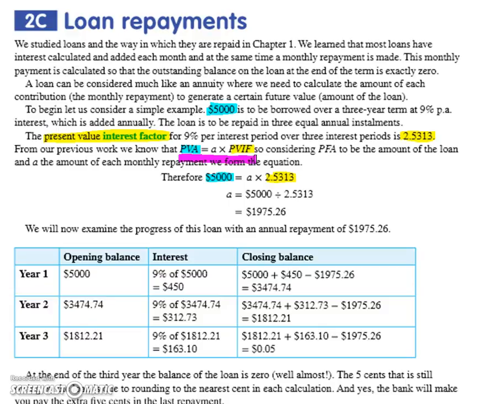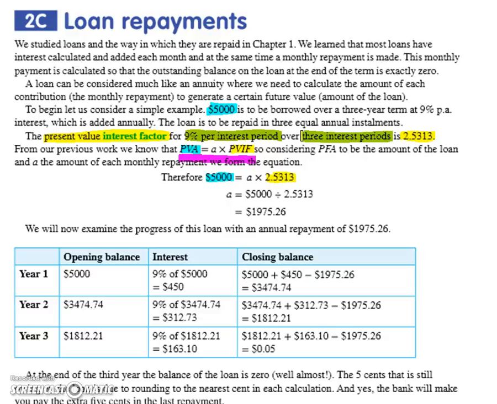Now, the PVIF is the present value interest factor. You get that from the table, and it is based on the interest rate per period over how many interest periods there are. So this one was 9% over 3 interest periods, and when you have a look at the table, you'll find that that would be 2.5313. Then the formula says PVA equals A times PVIF.